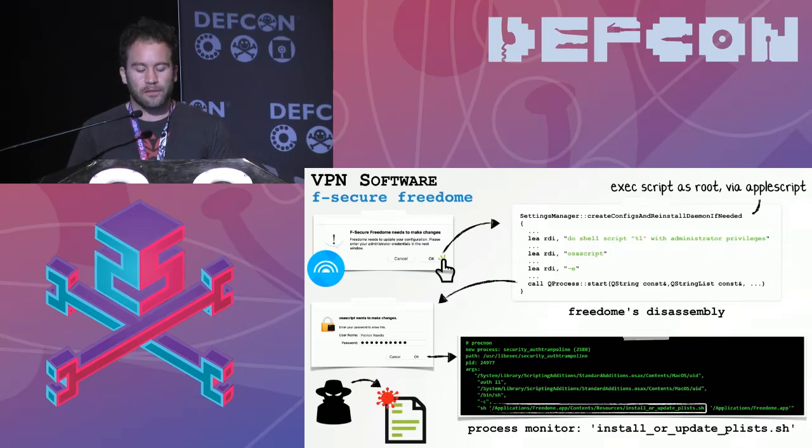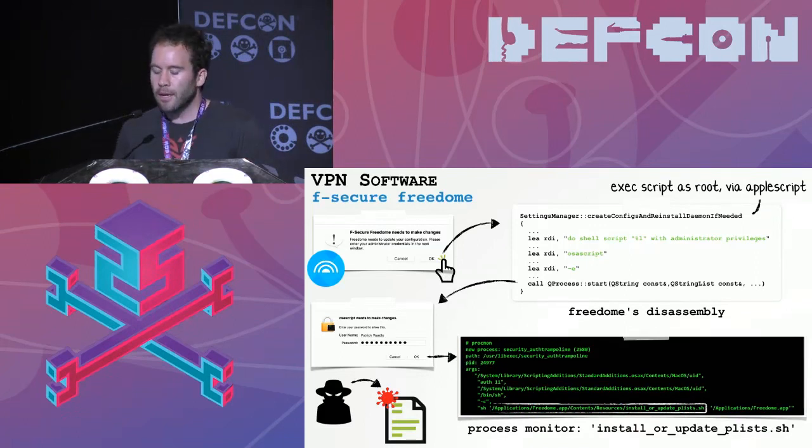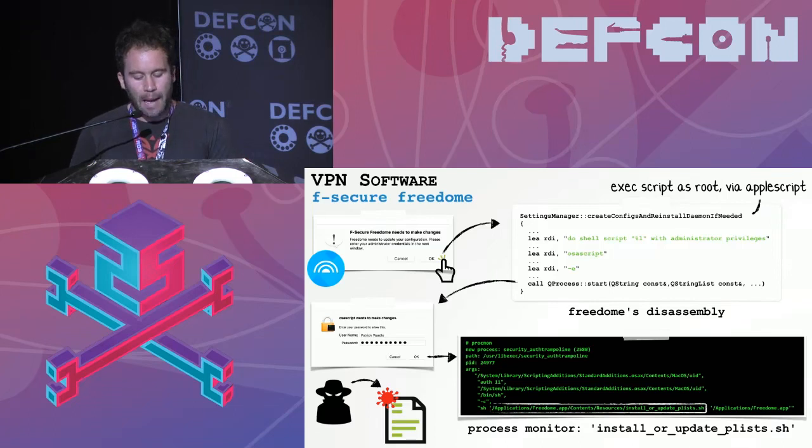So when you install this VPN, it tells you, hey, I'm about to show you a pop-up, please enter your credentials. And then when this pop-up is displayed, it doesn't actually say Freedome is doing it, it says something named OSA script, which is AppleScript. So I wondered, what is AppleScript executing? So if you disassemble Freedome, we have some disassembly on the slide, we can see it's executing an AppleScript to authenticate and then execute something as root via the do shell script with admin privs.